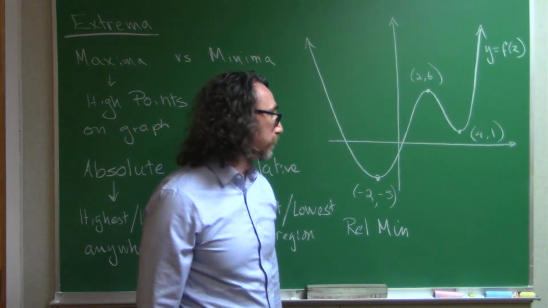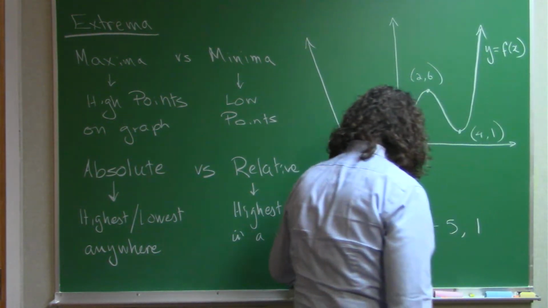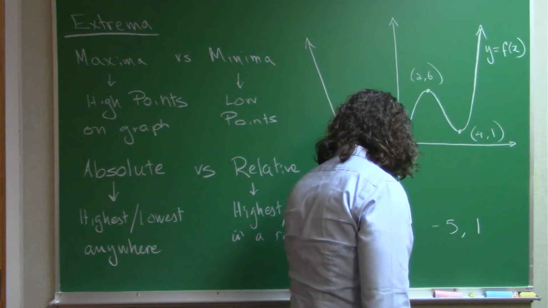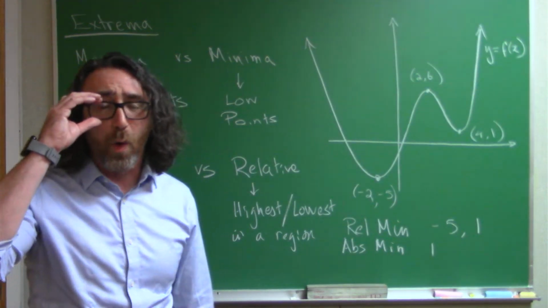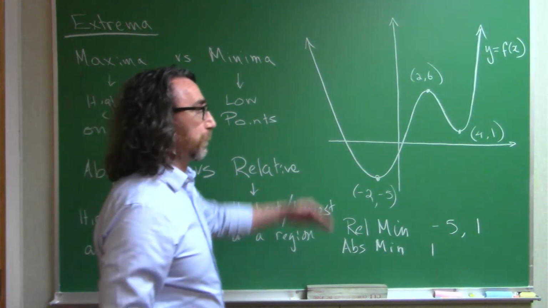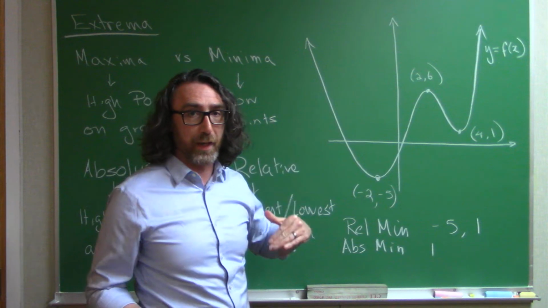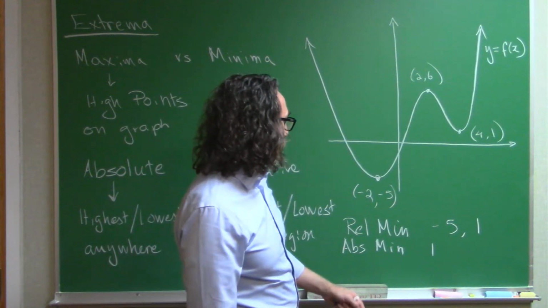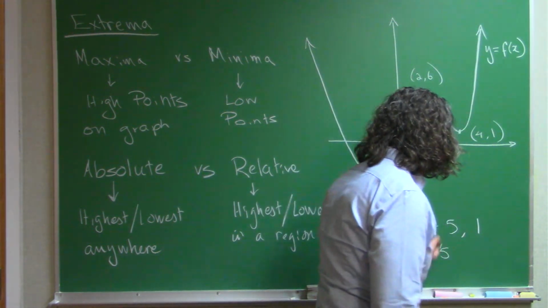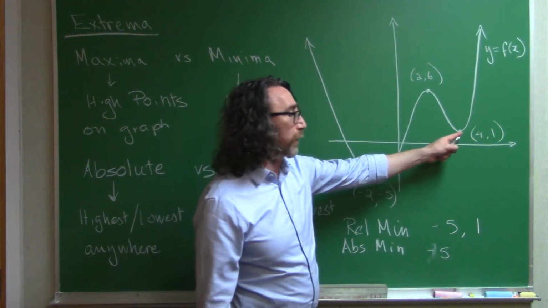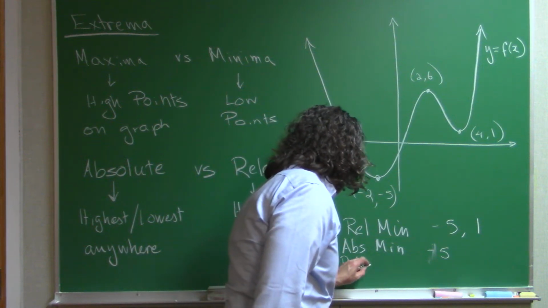The relative minima are -5 and 1. The absolute minima is y equals 1. And notice I'm talking about the y values here. When I say minima and maxima, we're talking about highest and lowest. Well, you've got to be talking about the y-axis if you're talking about highest and lowest. Okay, so the absolute min is not 1. The absolute min is -5. 1 is a relative min, not an absolute min.